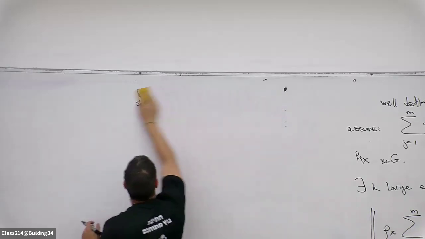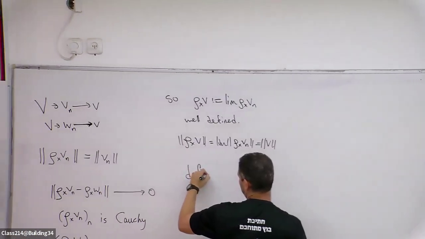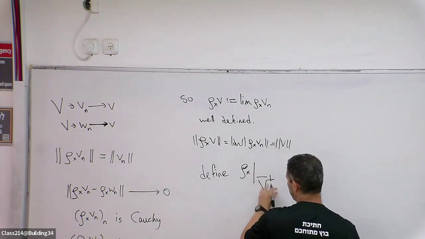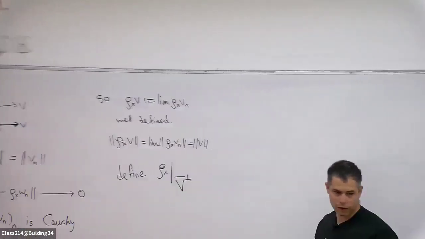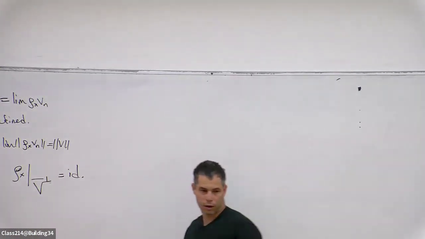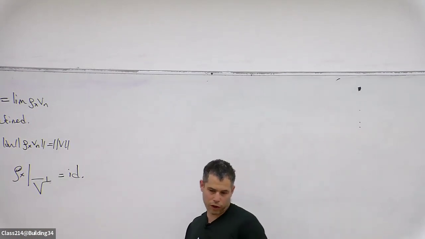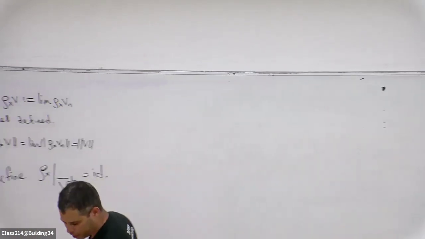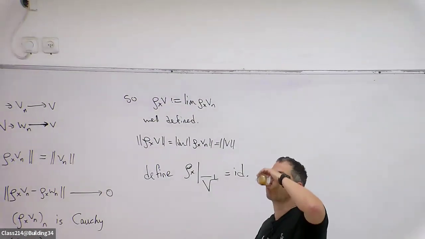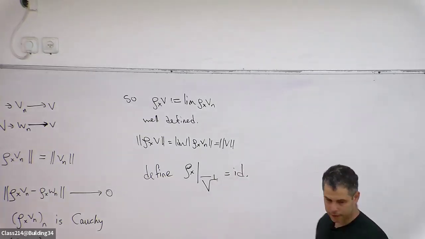Let me add one more thing. Define rho x restricted to the orthogonal complement of the closure of V to be the identity. Now you can always do that in a Hilbert space, because you can uniquely write every element as the sum of something in V and its orthogonal complement. That's why I wanted a closed subspace V.